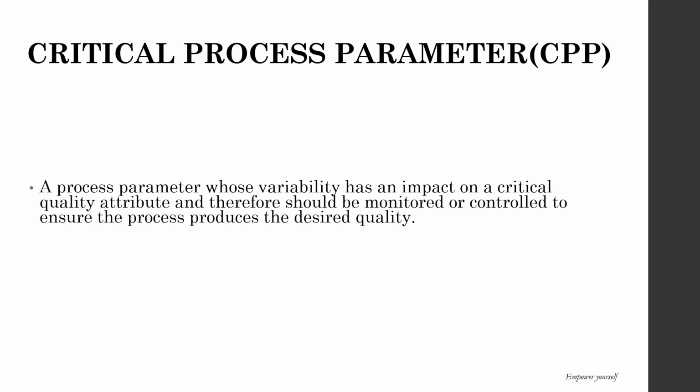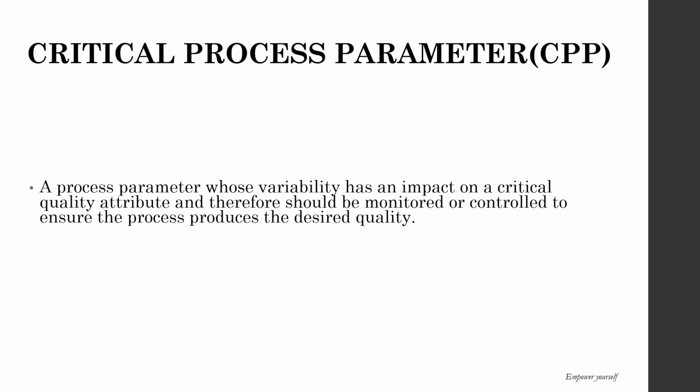A process parameter whose variability has an impact on a critical quality attribute and therefore should be monitored or controlled to ensure the process produces the desired quality. So, the critical process parameters are the process parameters that have to be monitored and controlled in a particular way so that we would be getting the results as desired.